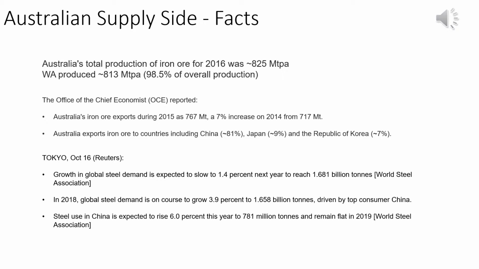98.5% of Australian production comes from WA, 81% of Australian production is exported to China, 9% to Japan and 7% to Korea. According to the World Steel Association, 2018 global steel demand totaled 1.66 billion tonnes and is expected to grow 1.4% to 1.68 billion tonnes for 2019.